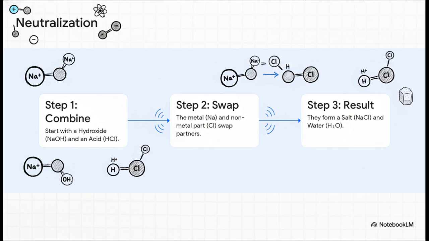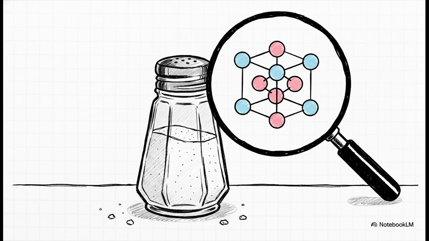You take a hydroxide, that's our base, and an acid. The metal from the base, in this case sodium, pairs up with the nonmetal part of the acid, chlorine, and the leftover bits just get together and form water. And the result of that little swap is sodium chloride, NaCl. You probably have some in your kitchen right now. It's just table salt. This fundamental reaction between an acid and a base is happening all around us, creating one of the most common compounds we know.